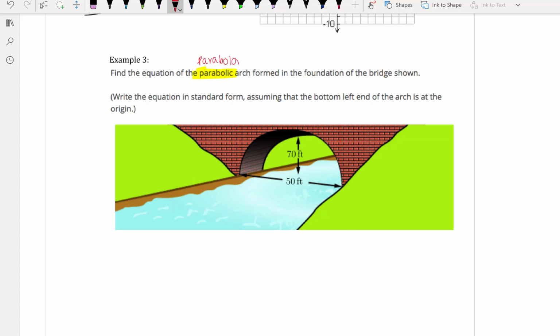So for the parabola, there's two equations. Either y is equal to ax squared plus bx plus c, and your vertex form, which is y is equal to a times x minus h squared plus k. Okay? So those are the two different formulas that you should be thinking about when you're thinking about parabola.